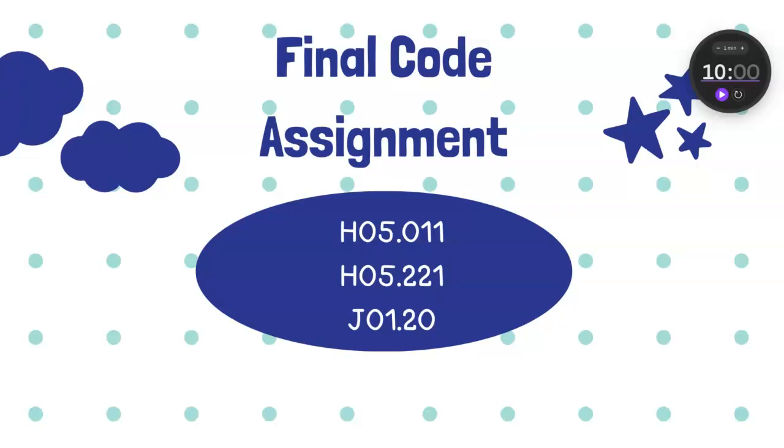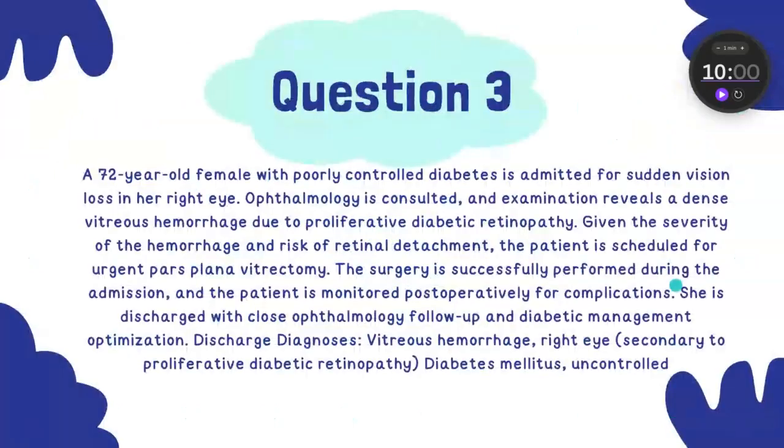All right, let's move on to the next one. So here we have, I think I just added this one today. All right, trying to make sure you had at least 3 per chapter. 72-year-old female with poorly controlled diabetes is admitted for sudden vision loss in her right eye.